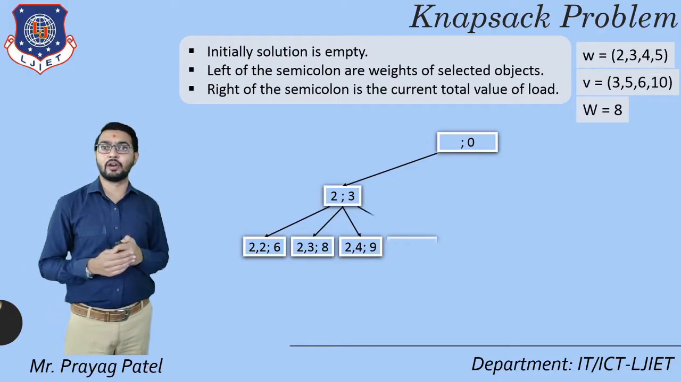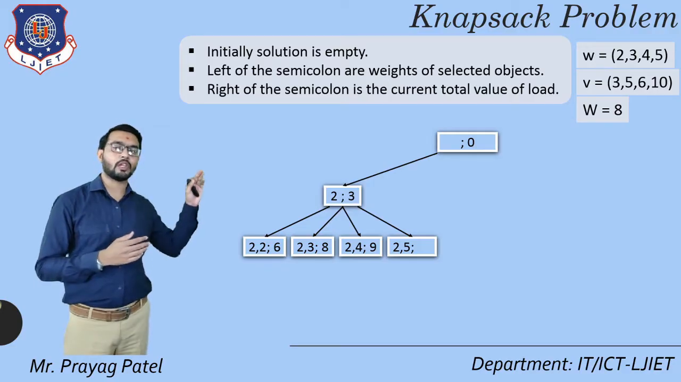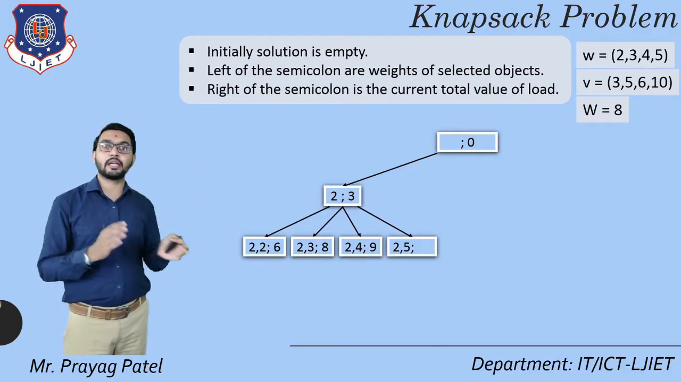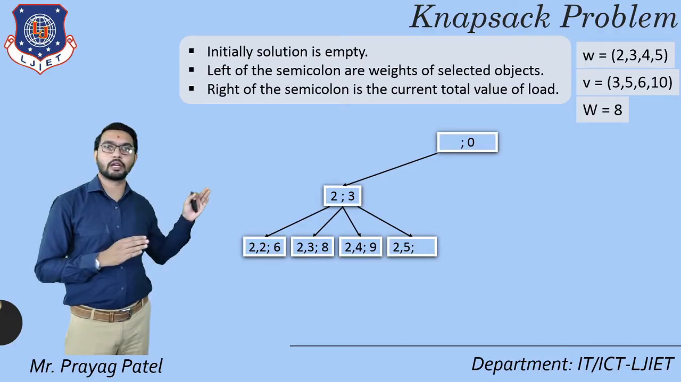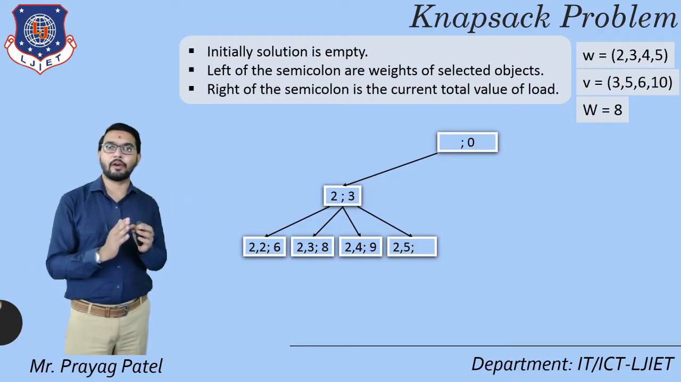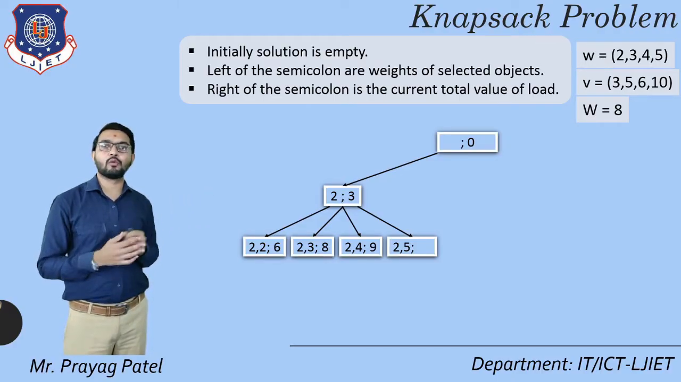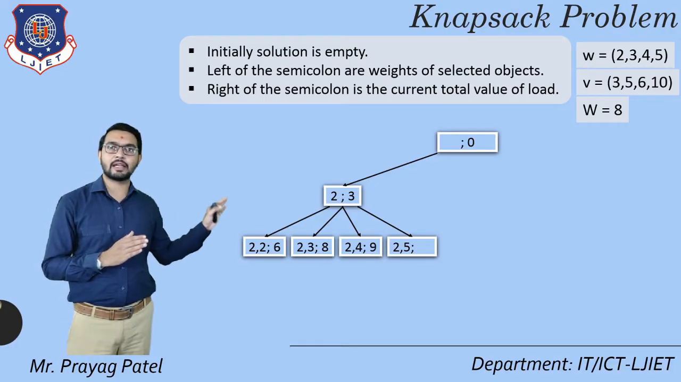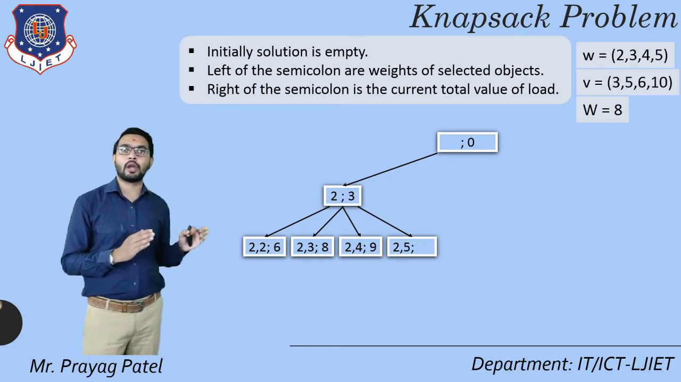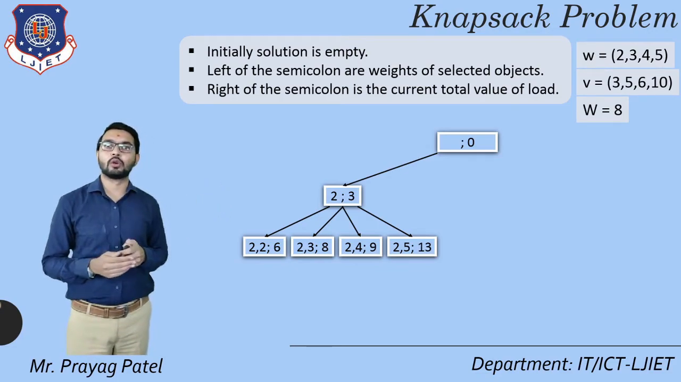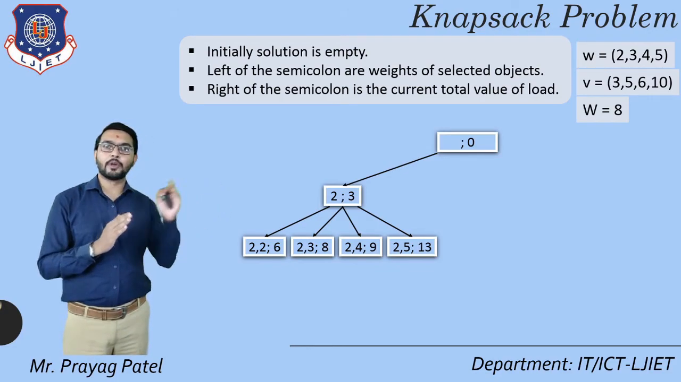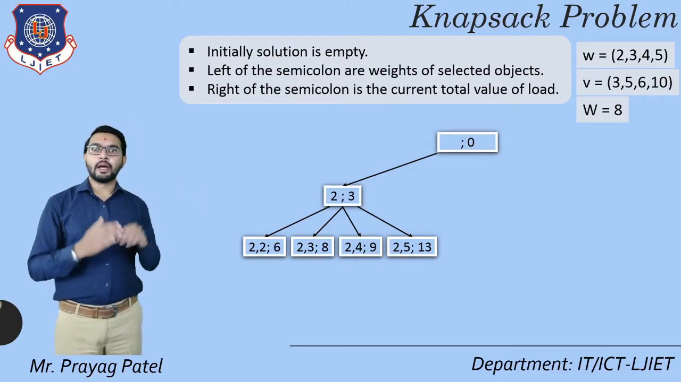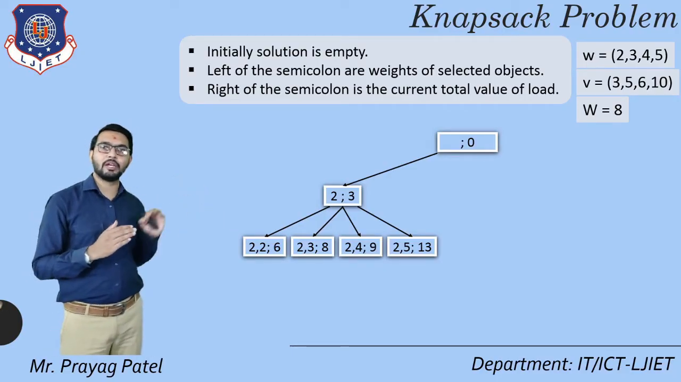Now consider another possible way. Here one object of 2 is already there. Now consider another object as 5 kg. So here the selected objects are 2 and 5. The total of 2 and 5 is 7, which is less than 8. So this is a possible case. For 2 and 5, total profit is 3 plus 10 equal to 13. Now in the 2 3 case, all the possibilities are covered.